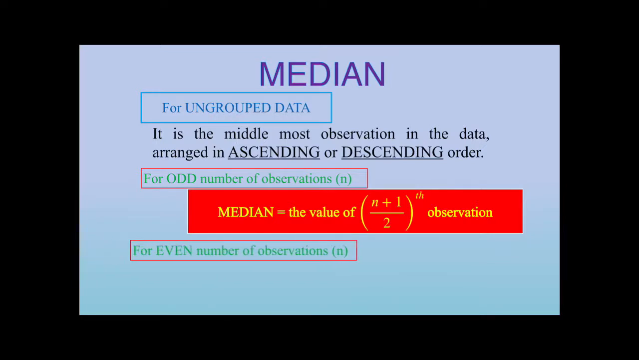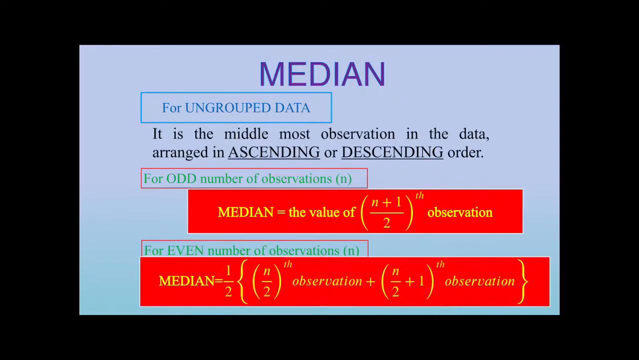If the data consists of an even number of observations, then the formula for finding the median is half of the (n upon 2)th observation plus the (n upon 2 plus 1)th observation. Now let us see the application of this formula with the help of examples.